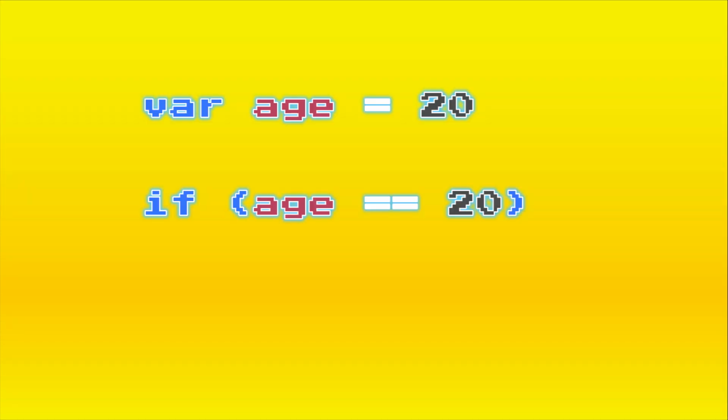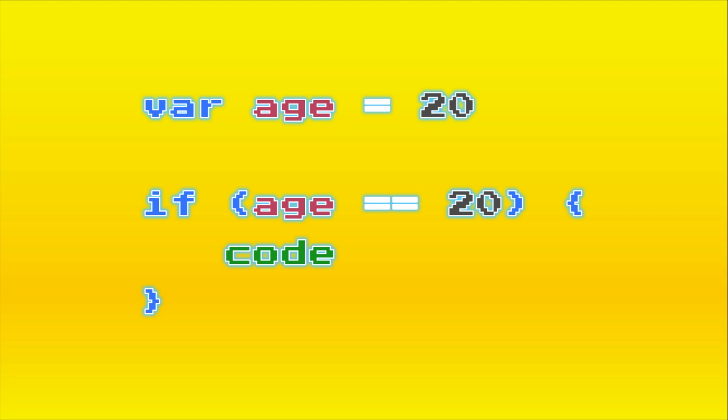So, in this example, we compare the value of the variable age to see if it is equal to the number 20. As we can see, it is true. And now we can run the code. We open curly brackets, and write the code we want.